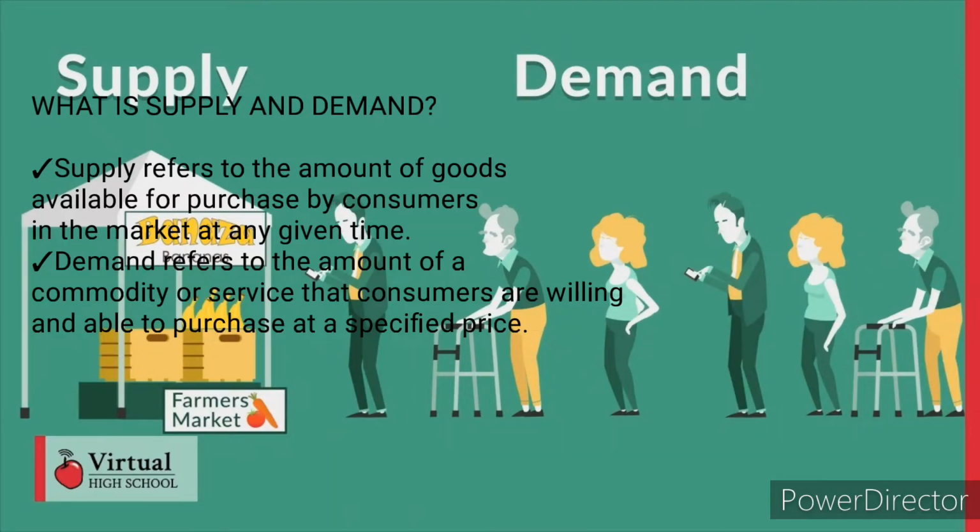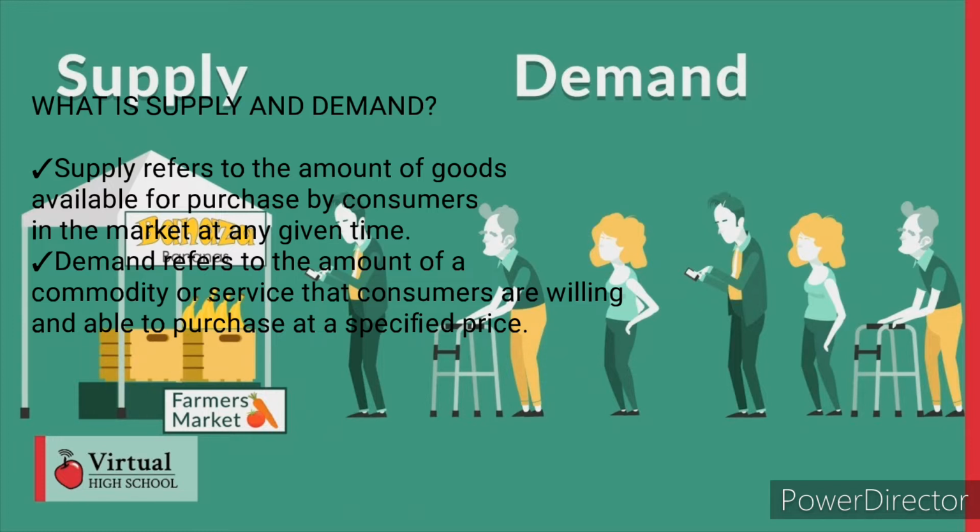What is supply and demand? Supply refers to the amount of goods available for purchase by consumers in the market at any given time. Demand refers to the amount of a commodity or service that consumers are willing and able to purchase at a specified price. The relationship between supply and demand is indirect, meaning that when supply increases, prices decrease and demand increases.